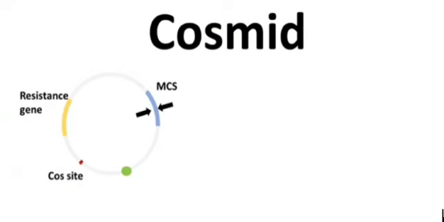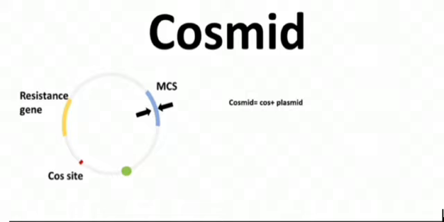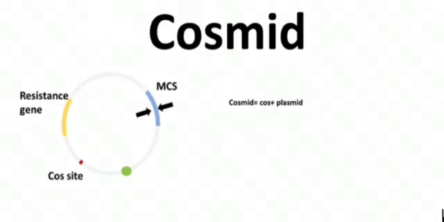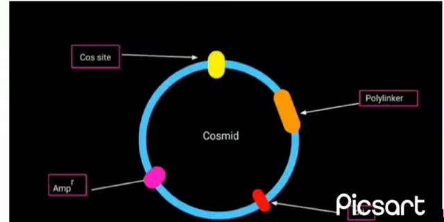So we will see here this cosmid vector. It contains the multiple cloning site, the cos site, the resistance gene, that is the ampicillin resistance gene, and the origin of replication, that is the ColE1 origin of replication. So these cosmids have the cos sites along with the plasmid DNA. They carry the origin of replication, the ampicillin resistance gene, then the cos sites, then the polylinker site.